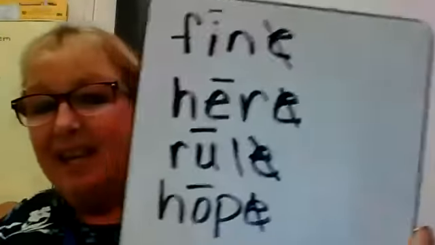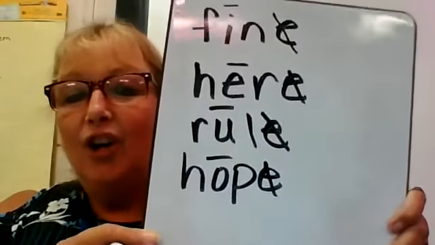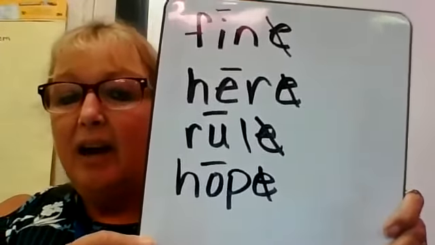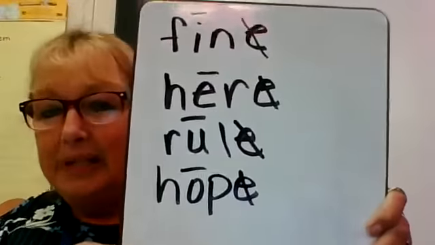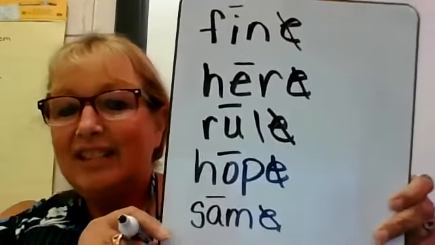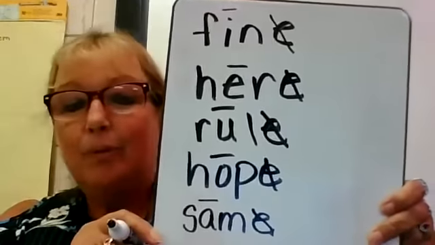Next is hope. Good job. You got the long O, so you needed to have a macron above it and cross off that sneaky E. So far, you're doing a great job. It looks like we have one more word. Same. How do you think we're going to code same? Yes, we're going to give it a macron and we're going to cross off that sneaky E. Very good. So this is how you should have coded 21 through 25.